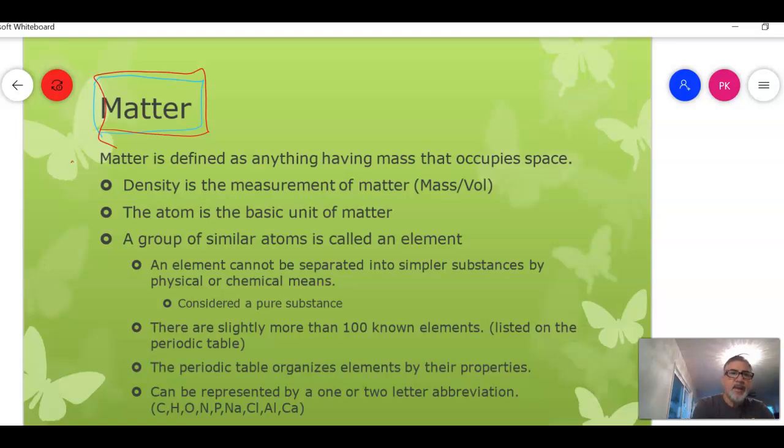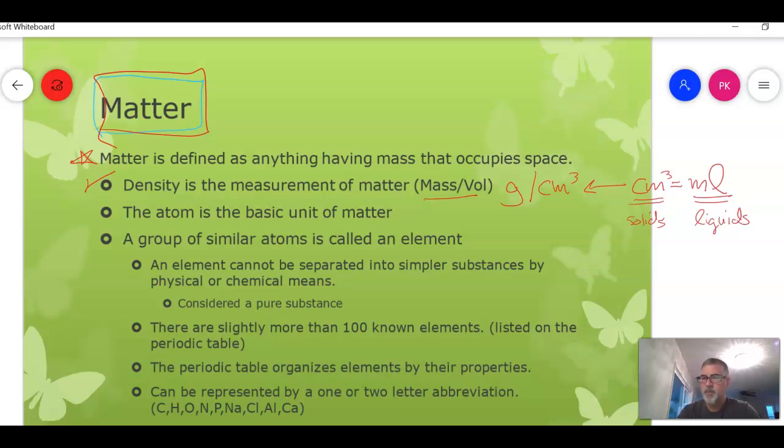So matter is anything that's real, essentially anything that has mass and occupies space. That's what you've learned in the past, but really anything that is matter, right? Density is a common measurement of matter, right? Density is mass divided by volume. So grams per centimeter cubed, and a common reference is centimeter cubed is equal to a milliliter, right? So we use centimeters cubed for solids, and I'll use milliliters for liquids.